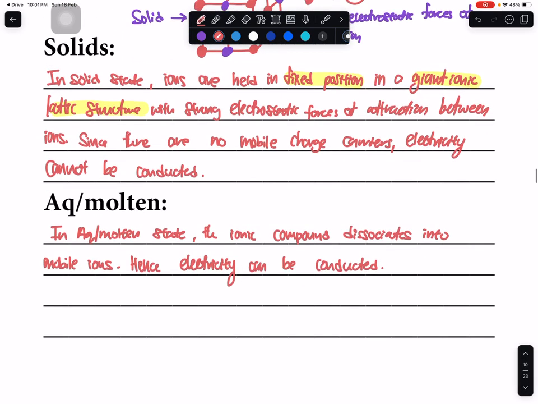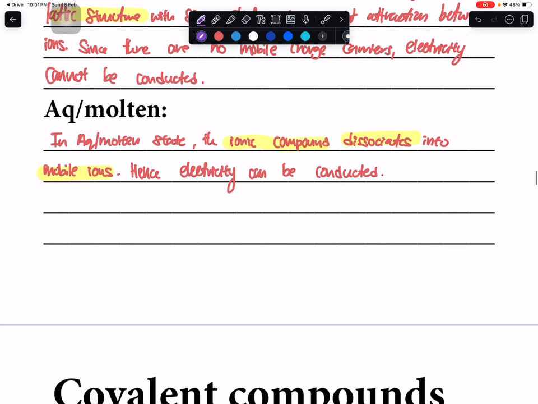So why now in aqueous and molten state we will be able to conduct electricity? This is because in aqueous and molten state, the ionic compounds dissociate into mobile ions. So what do I mean by dissociate? Let me show you.